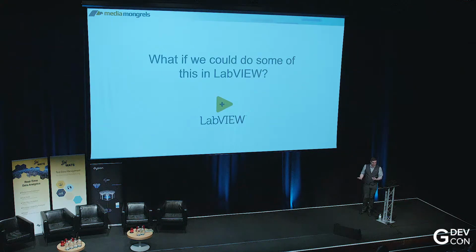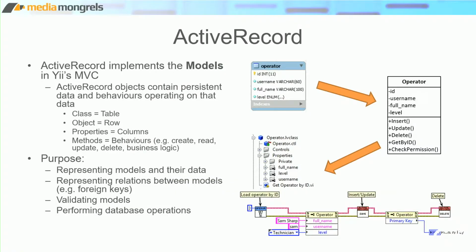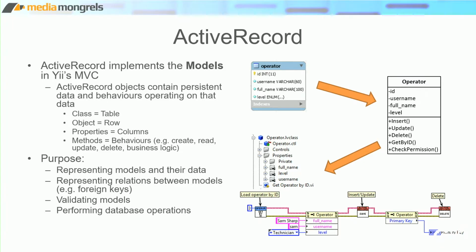So I guess the crux of this is what if we could do some of this in LabVIEW? Wouldn't that be great? So basically, the main thing that drives the models is this concept of an active record. So in Yii, ActiveRecord is the implementation of the models. An ActiveRecord object, so we're getting into the class stuff here, contains persistent data. This is a database store of data, and then behaviors that act on that model.